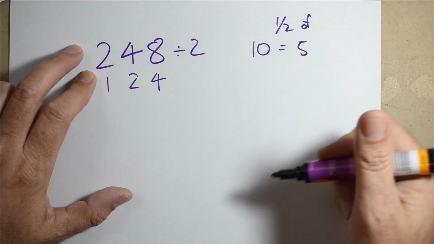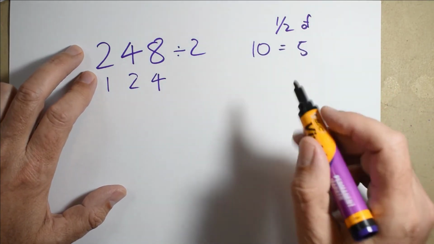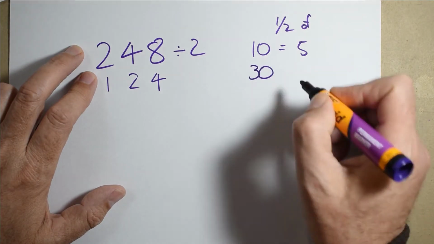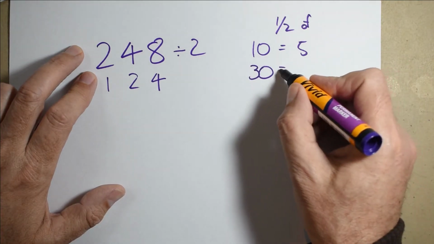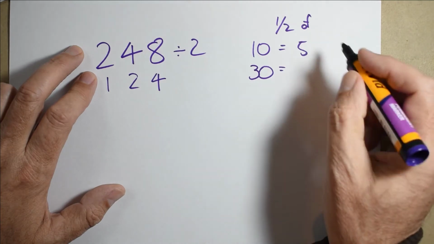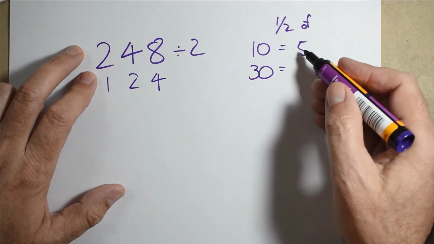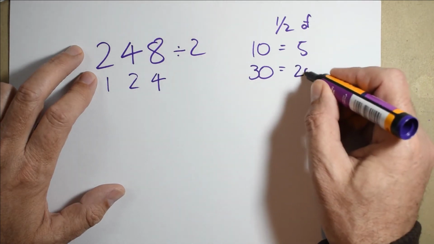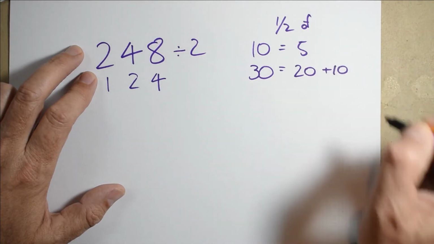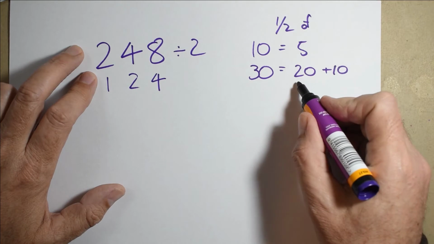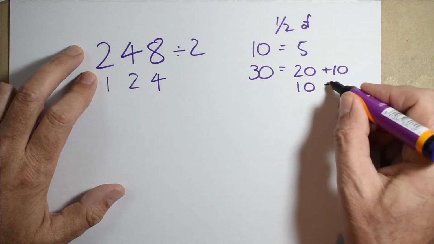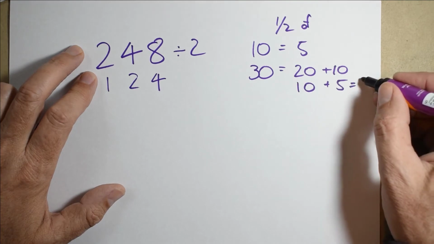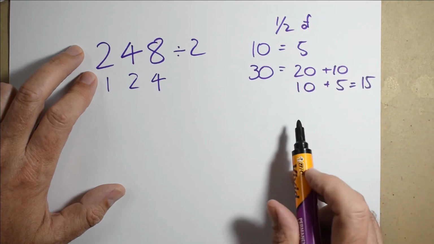Half of 10 equals 5. What about tens numbers that have an odd tens number, like 30? Well, half of 30, you know it's going to have a 5 in it because you've got a 10. You think of 30 as 20 plus 10, which is a nice easy way to do it. You know half of 20 is 10, you know half of 10 is 5. So my answer ends up being 15.